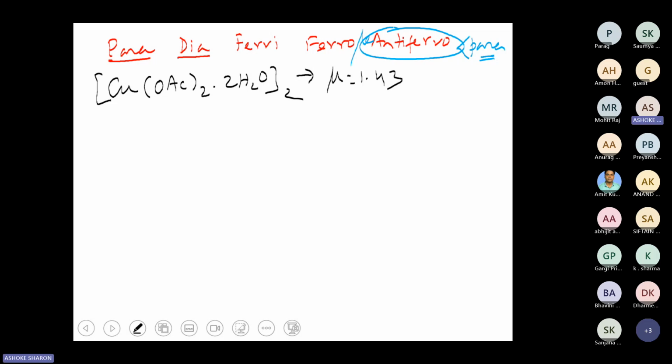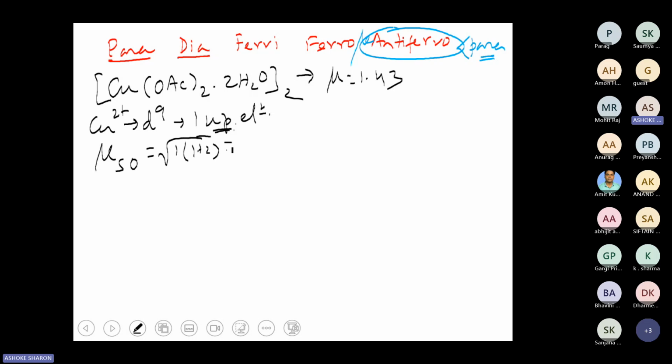But we know that copper 2 is a d9 system with 1 unpaired electron. So for 1 unpaired electron, the expected mu spin only will be root over 1 into 1 plus 2, which is equal to 1.73. But the observed magnetic moment is 1.43, that is less by an amount of 0.3 Bohr magneton. So what is this? This is an example of antiferromagnetism.